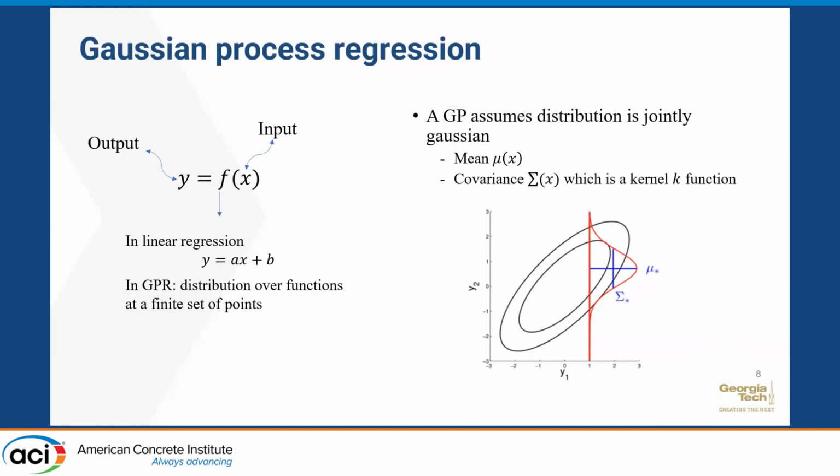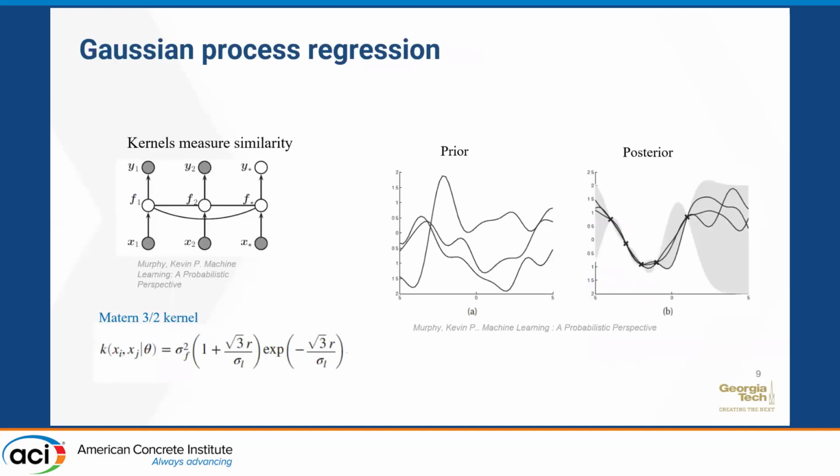So if you look at the image to the right over there, for an input y1 equal to n, we could actually find a distribution of y2 values. And this distribution has a certain mean and a covariance. The covariance function of the distribution is a function of what is known as a kernel. And in Gaussian process regression, kernels perform pattern analysis. They find similarity between different data points.